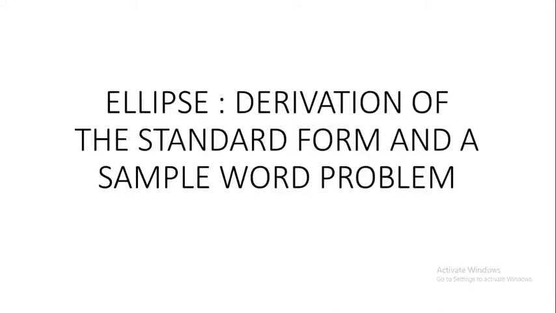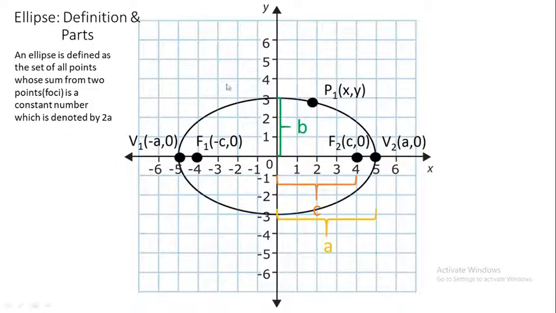Today we will be talking about an ellipse, the derivation of the standard form, and a sample word problem. This is an example of an ellipse. An ellipse is defined as the set of all points whose sum of distances from 2 points, the foci, is a constant number which is denoted by 2a.